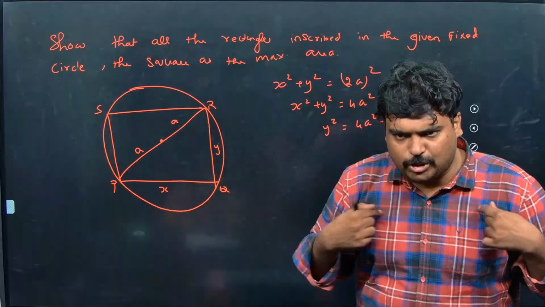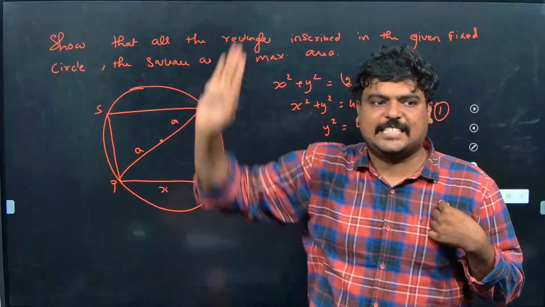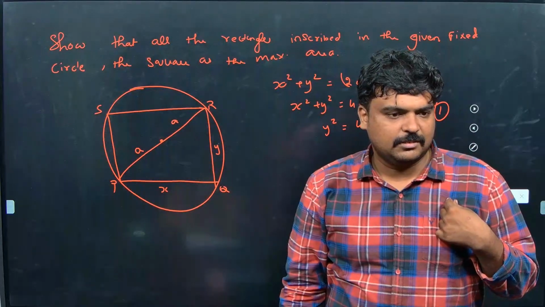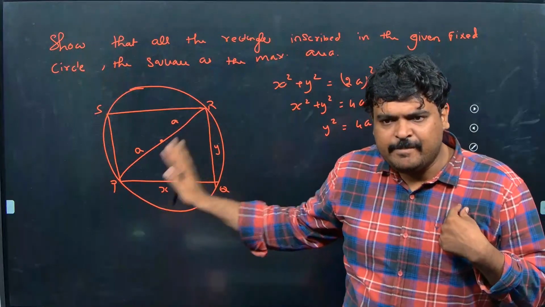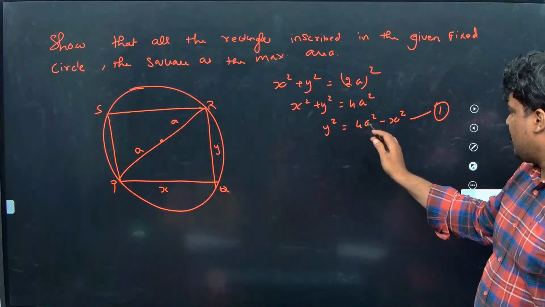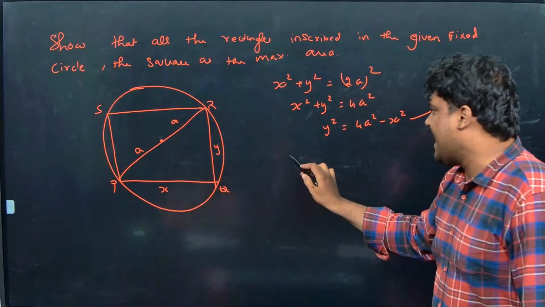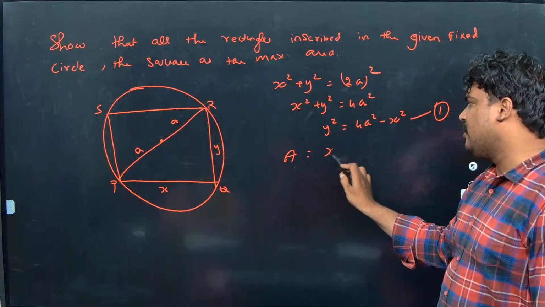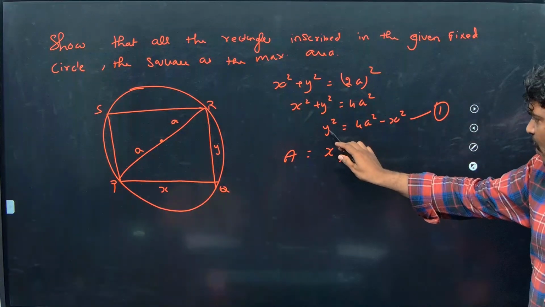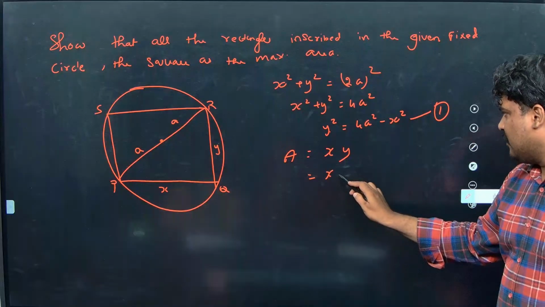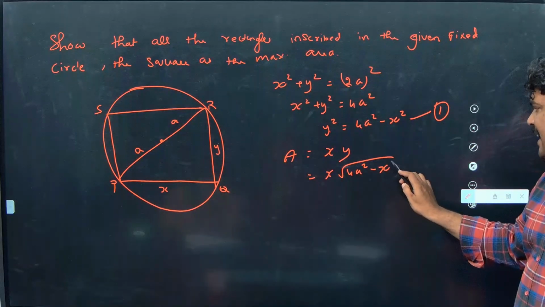Now I am supposed to prove what? X is equal to y when it has the maximum value. So now I got y square equal to 4a square minus x square. This is one side. Guys, what is area? Area will be x into y, correct? I know y as square root of 4a square minus x square. Are you getting this?